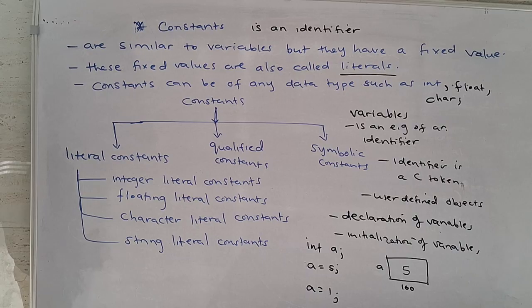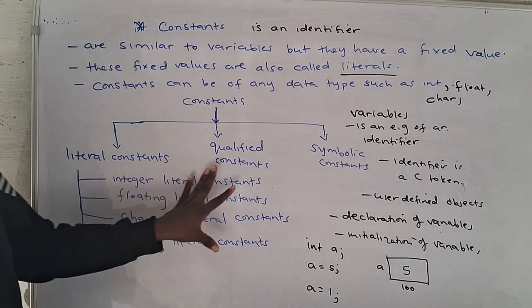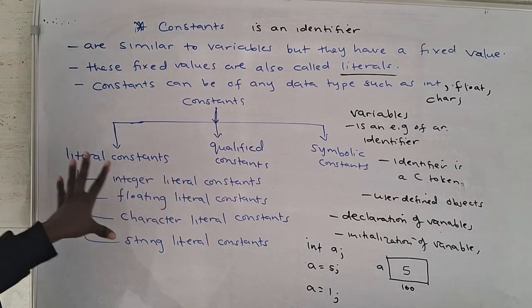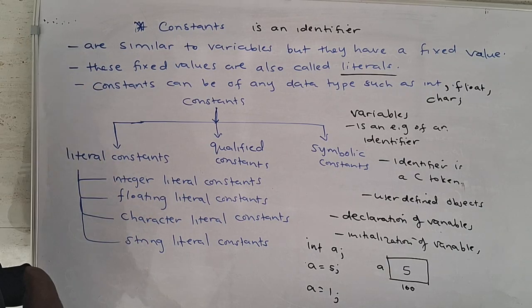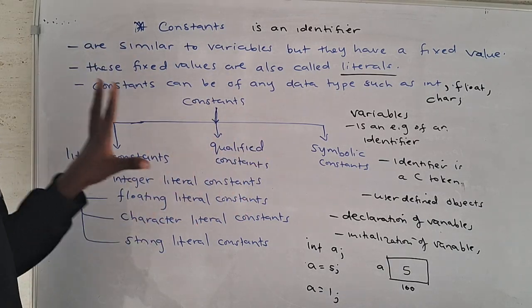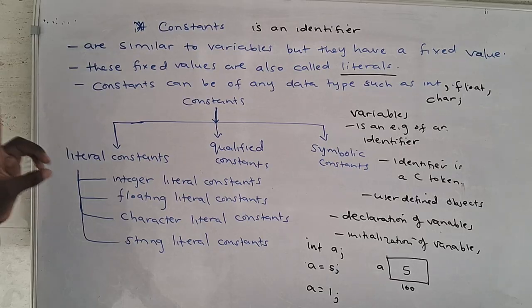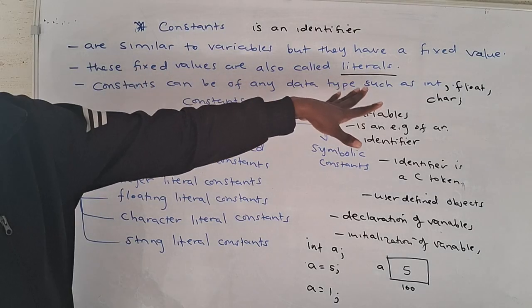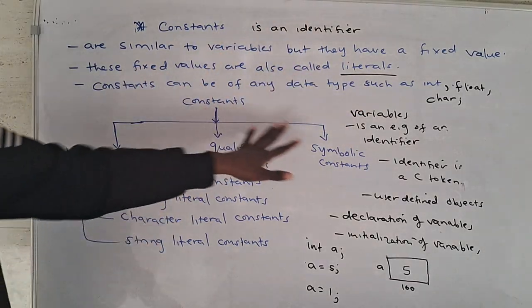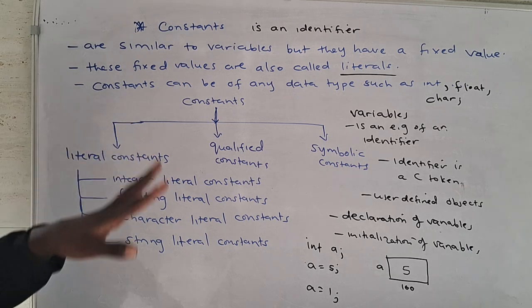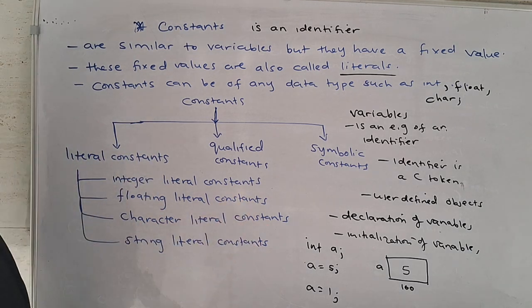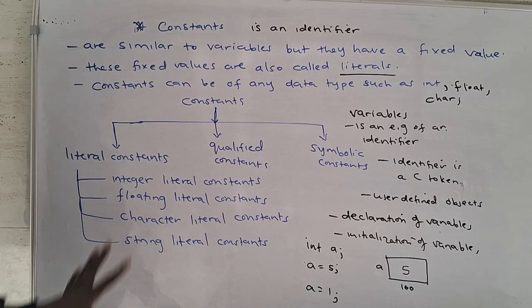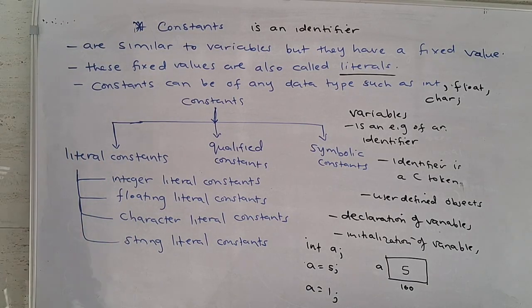It's not required to study these things in detail as per your module. Just know in general what a constant is, what a variable is, and the difference between the two. These fixed values are also called literals. You should know that literal constants are further divided into four: integer, floating, character, and string literals.